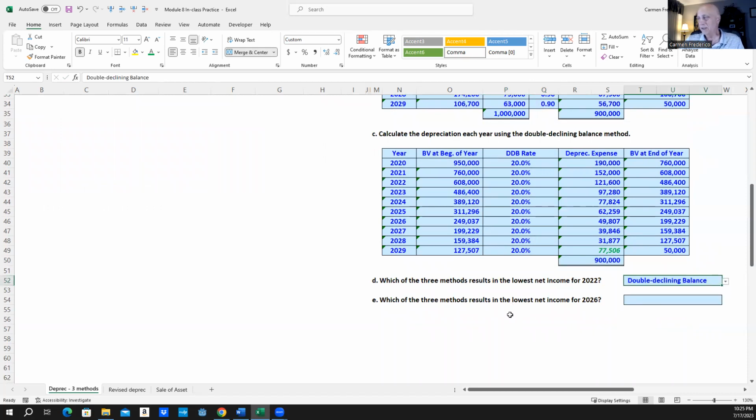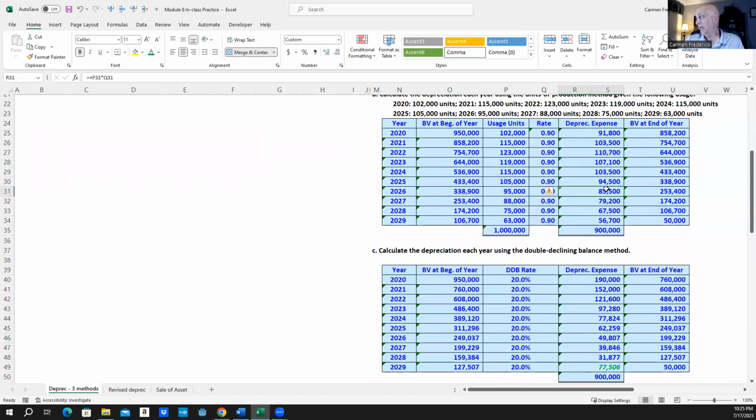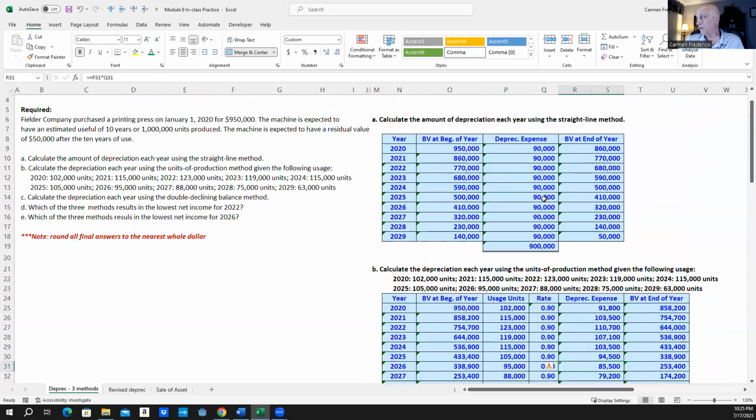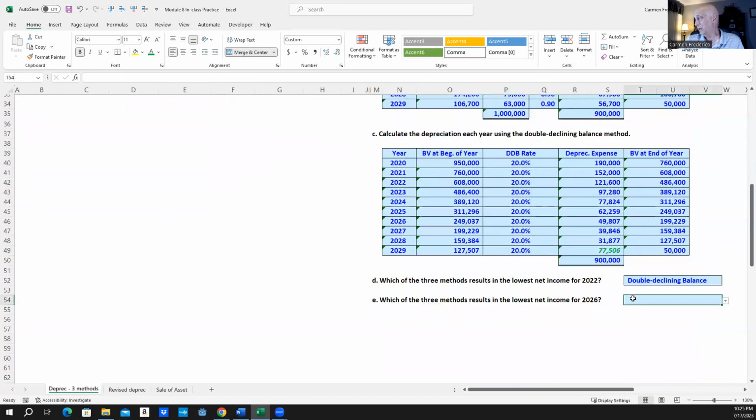Which of the three methods results in the lowest net income for 2026? Again, which one has the highest expense? In 2026, double declining balance is only 49,807. Units of production is 85,500, and the straight line is 90,000. In this case, the straight line has the highest expense, which results in the lowest net income on the books.